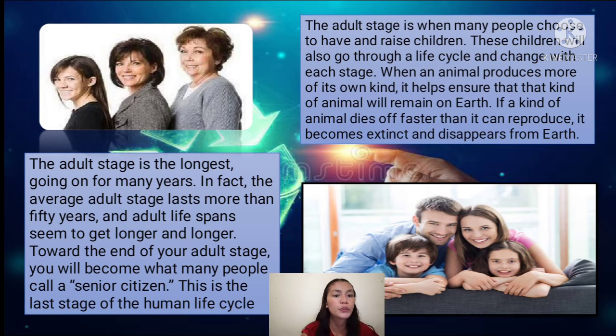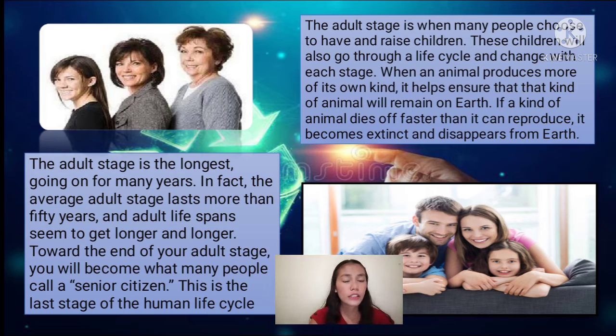When an animal produces more of its own kind, it helps ensure that kind of animal will remain on Earth. If a kind of animal dies off faster than it can reproduce, it becomes extinct and disappears from Earth.